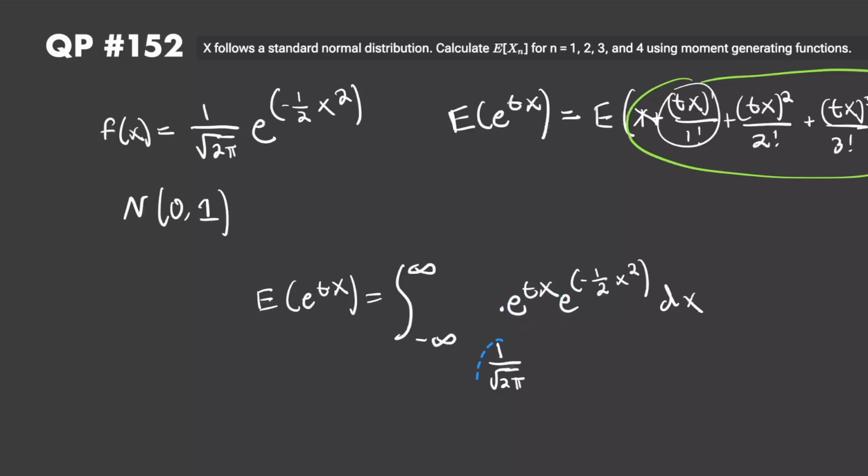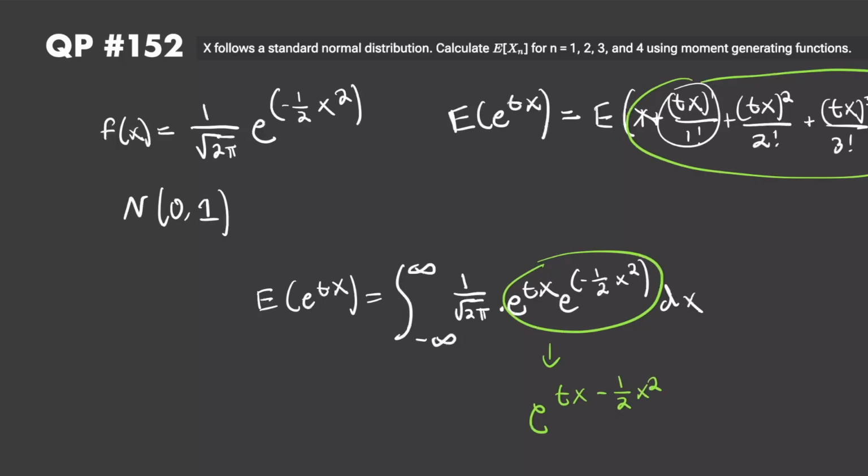Let's combine these. When I multiply them, it's like I'm adding up whatever's in their powers. So this whole term right here will just be e to the power of tx minus 1/2 x squared. Now, to simplify this, I can pull out this negative 1/2. If I pull out this negative 1/2, then I have to multiply that by negative 2, right? Negative 2tx, and then this positive x squared.